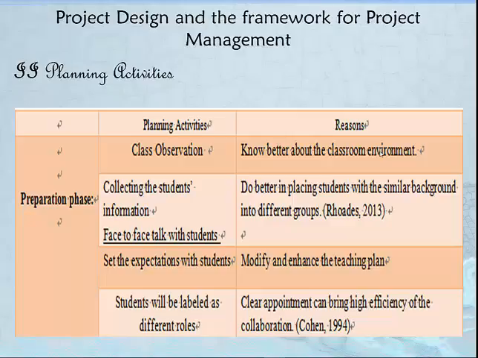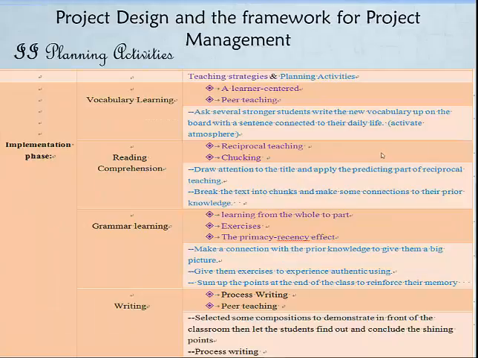Next is setting the expectations with the students, which may help to modify and enhance the teaching plan in time according to their interests and needs. The expectations are about collaborative learning, such as how to control the volume, avoiding chaos, and engaging every group member in the whole process. Last but not least, clear appointment can bring high efficiency to the collaboration, so the students will be labeled as different roles. Then we move on to the implementation phase.